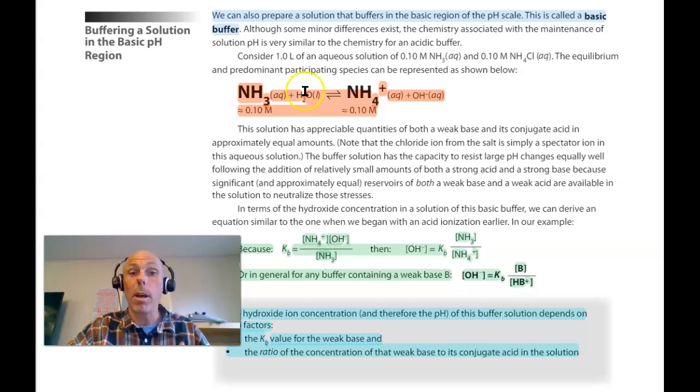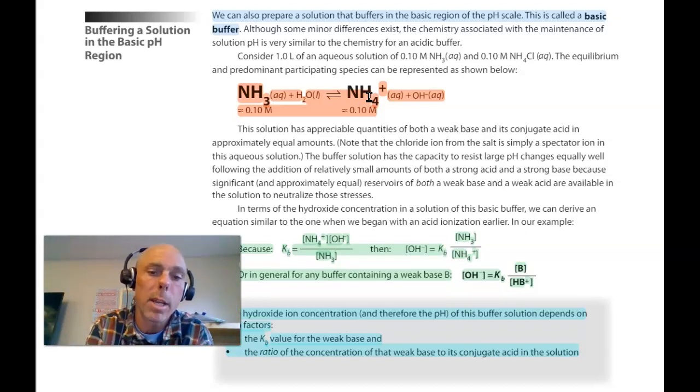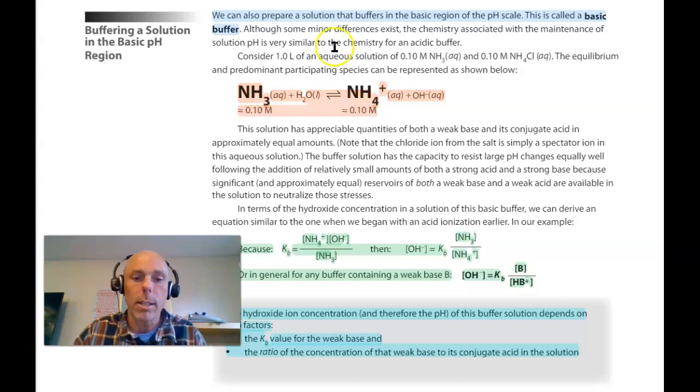So it's a basic buffer only in that the base is stronger than the weak acid. Really, you don't need to think about whether it's a basic buffer or an acidic buffer. You can just let the math work its way out. But here's another buffer system with a different base and a different acid. Again, it's a basic buffer because this base is stronger than its conjugate acid.